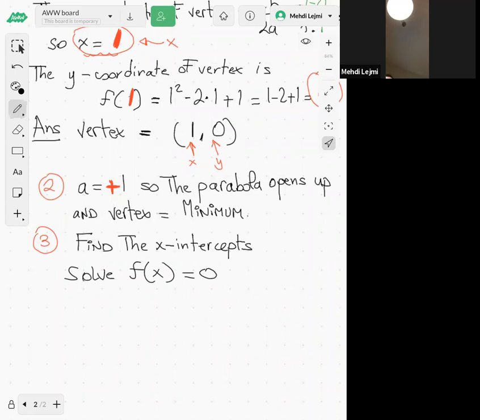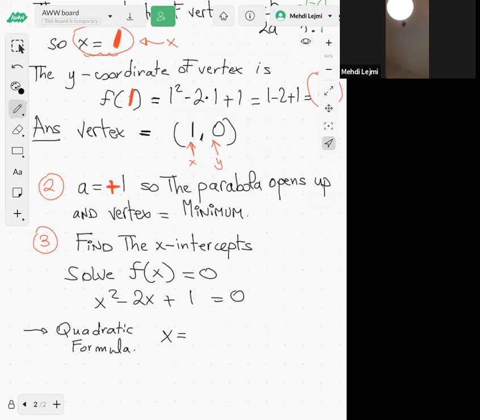Okay, so my f of x, of course, is x squared minus 2x plus 1 equal to 0, right? Of course, you can use the quadratic formula if you want, or you can just say, well, this is x squared minus 2x plus 1, which is like x minus 1, the whole thing squared. But anyway, let's just use the quadratic formula, okay?